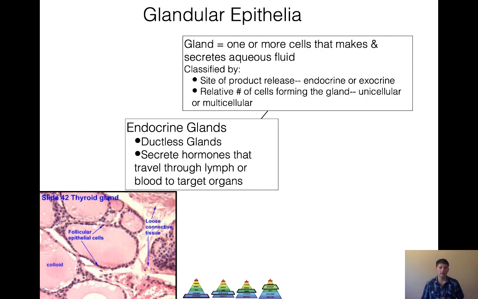So you can see here that we're generally secreting hormones in our endocrine system, through the lymph or blood, and those have some type of target. So a target tissue or a target cell, a target organ, they're going to go somewhere into the body.